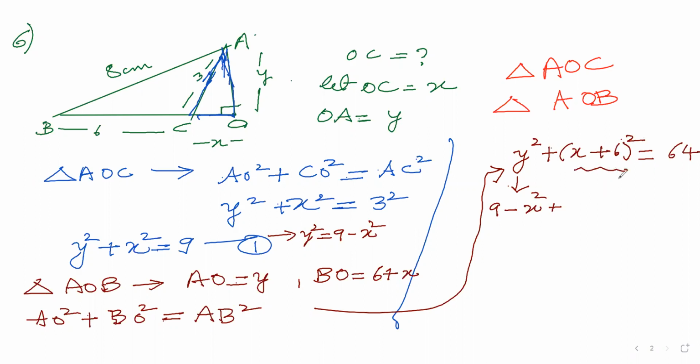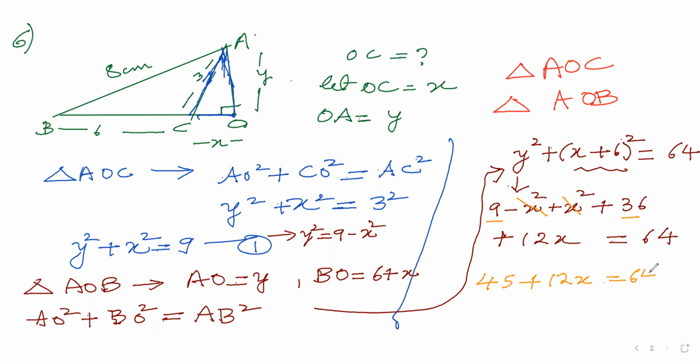Here you have to use your A plus B the whole square form. A square plus B square plus 2AB, so X square plus 6 square plus 2 into 6 into X. 2AB is 12X, isn't it? A plus B the whole square is equal to 64. And the rest, you just need to cancel out the requisite terms. Minus X square plus X square will cancel out. 36 plus 9 is 45. So 45 plus 12X is equal to 64.